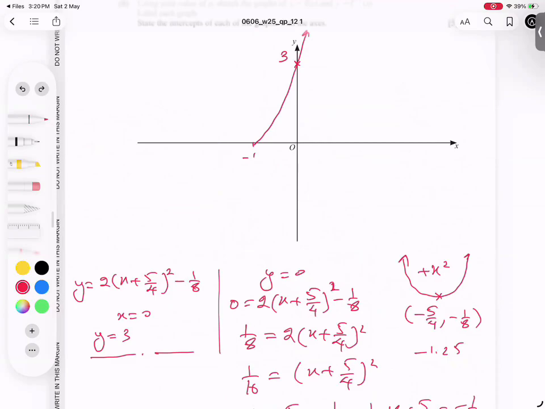I will stop at the turning point. The turning point is somewhere here, and that turning point is coming with us. What number? -1.25. Okay, now students, this same graph, basically I have this part of the graph, from here to here. I think the point is very clear.